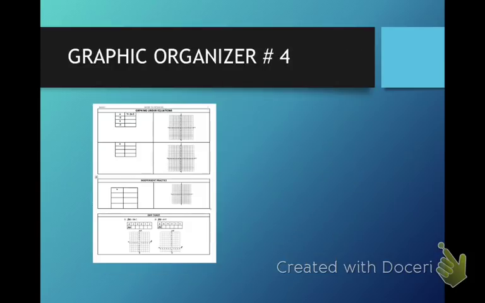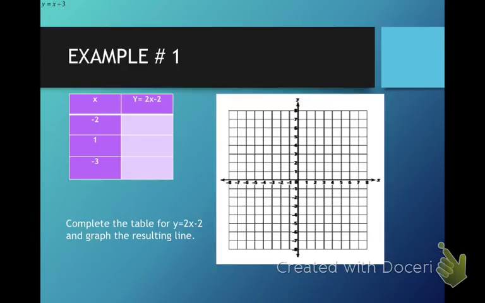Let's move on. You do need to grab graphic organizer number 4. I would pause the video and get this at this time. We're going to go ahead and get started. So what do we do? Well, here it is. We have a rule. Basically, example number 1. We've got some numbers over here on the side. We have -2. All right? And then over here we have this formula that we need to figure out. It's actually an equation that we're going to solve.